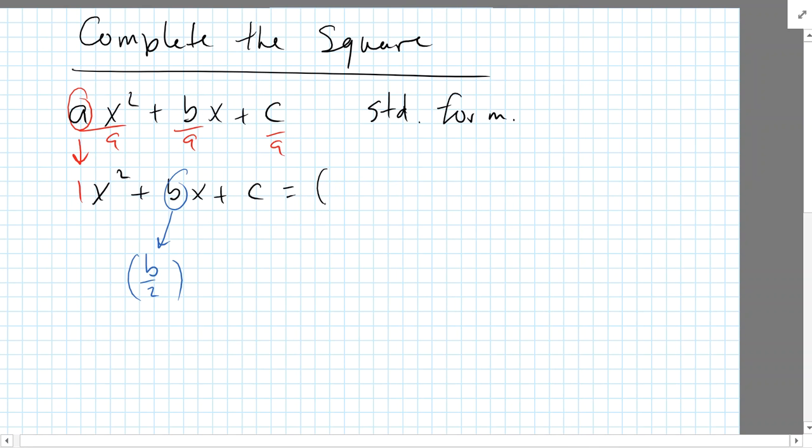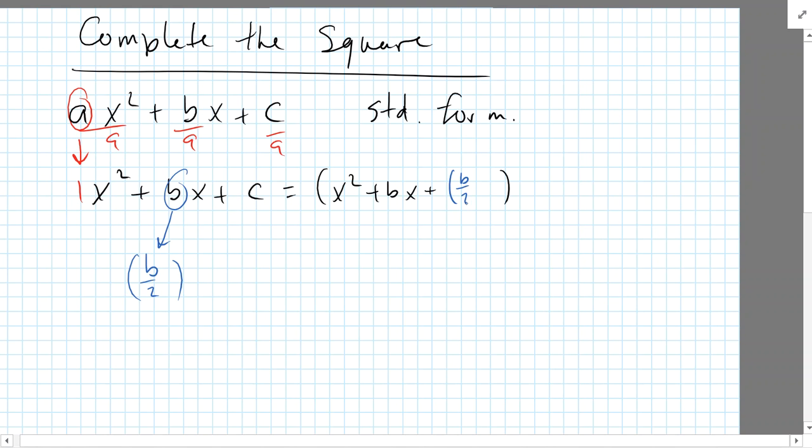We're going to complete the square. We're going to make it a perfect square by taking this b over 2, sorry, b over 2, and squaring it.